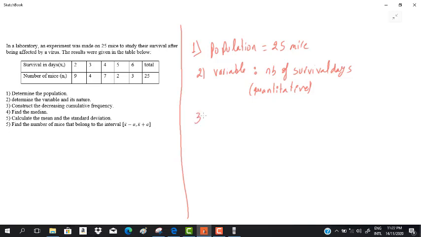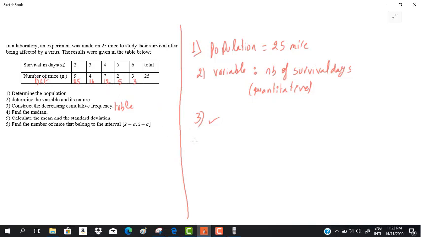Part 3. Construct the decreasing cumulative frequency table. He should say polygon, bar graph. Okay? I'm going to do the table. So DCF, I copy the last frequency, which is 3. 3 plus 2 is 5. 5 plus 7 is 12. Plus 4 is 16. 16 plus 9 is 25. This is part 3. I did it in the table.